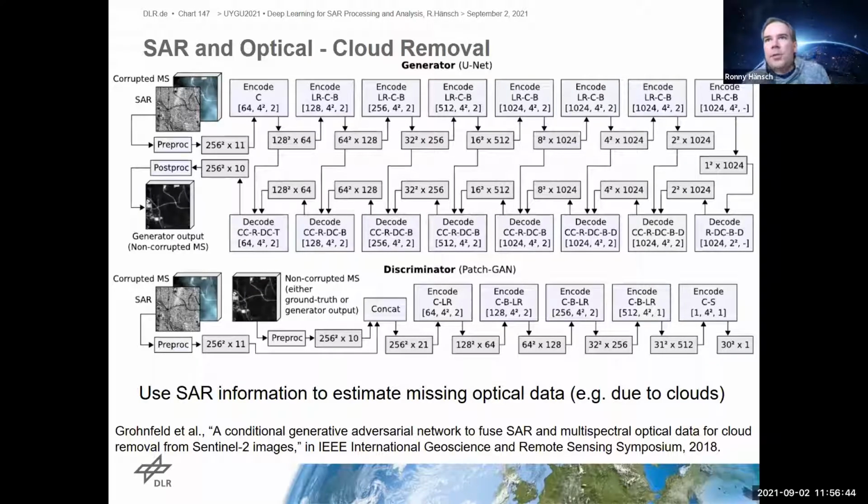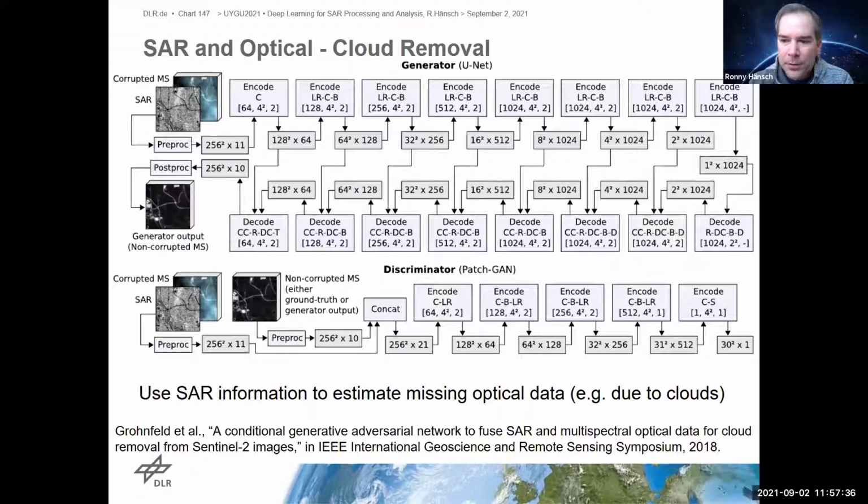Using SAR images to produce fake optical images has another application, and I want to mention that here. It's sometimes sold as that now we have an optical sensor that can look through clouds, but I would be very careful with this. So the idea is you take a GAN, so this looks very complicated, but it's just a standard GAN. The generator takes the SAR image as input and the optical image corrupted by clouds. Well, then you have your generator, so encoding and decoding, and at the end you have a cloud-free image. And then you take this into your discriminator, and the discriminator needs to decide whether that is real or synthesized. So standard GAN architecture.